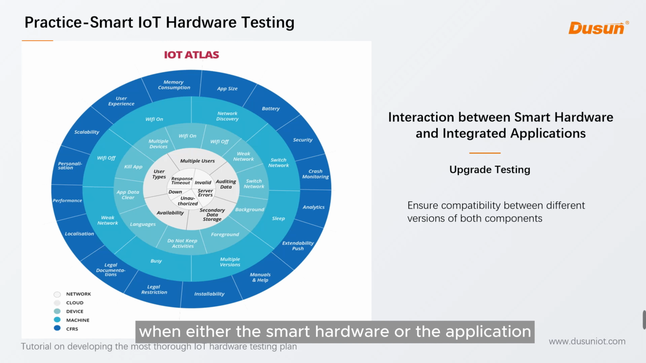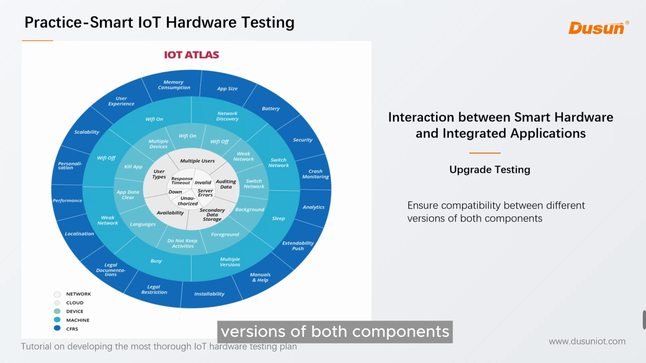Upgrade testing. When either the smart hardware or the application undergoes an upgrade, it is crucial to ensure compatibility between different versions of both components. To summarize, testing smart hardware products differs from traditional device testing, as it requires a focus on both the hardware and software aspects. The two components complement each other, and testing involves various combinations and permutations, including network interactions, which present new testing directions.